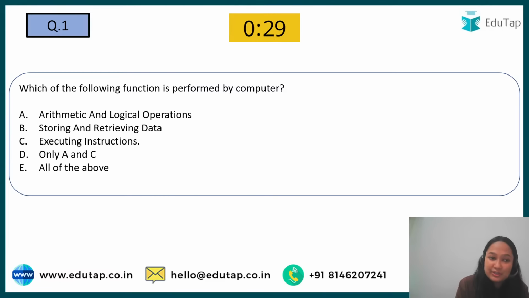The first question is, which of the following functions is performed by a computer? Whenever we are starting any subject, any new chapter, first of all we should know what we are going to read: computer knowledge. So we are starting to read about computer. First of all, we should know what a computer is. A computer is a programmable electronic device, right? But what does it do?